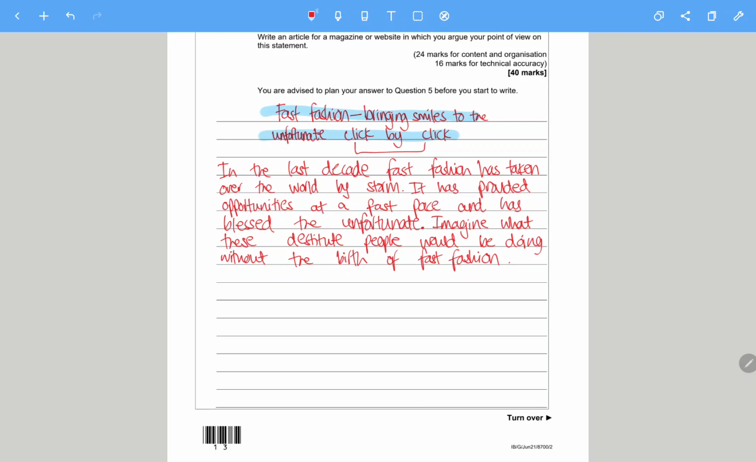Imagine what these destitute people would be doing without the birth of fast fashion. That's actually a question here. I've ended up with a rhetorical question. So it gets the readers thinking, what is fast fashion and how can it benefit them? So that's my strapline complete. So again, simple, effective. Okay, it's 2 to 3 sentences, and it already is a snapshot of what I will be talking about in my article.